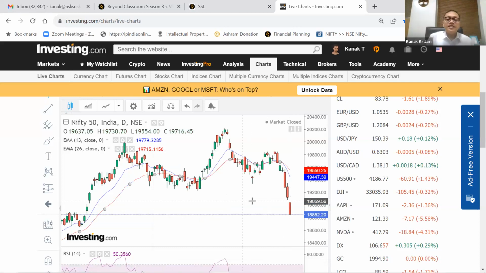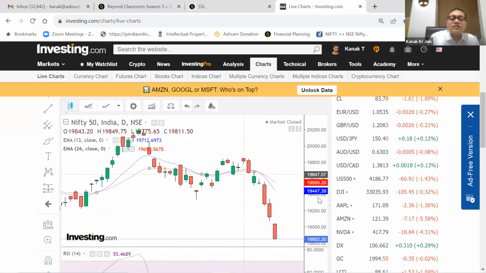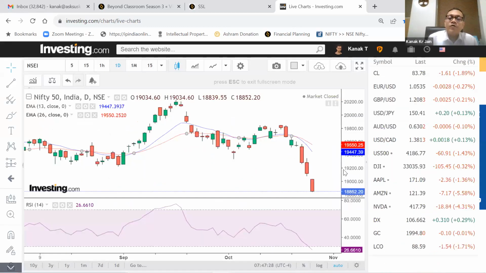Now you see, this blue line is the 13-day moving average. Let me make it a bit bigger. I hope all of you can see this. This blue line is the 13-day moving average. On 19th October it went down, and then on 20th October it was further down. After that, this Monday, Tuesday, Wednesday, and today, Thursday, continuously all the days it is lower low, lower low, lower low. And this has been all negative.